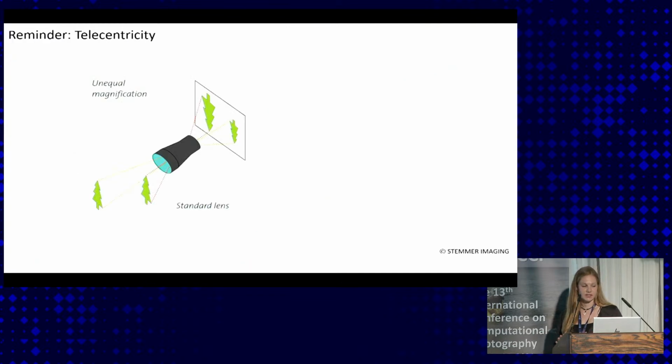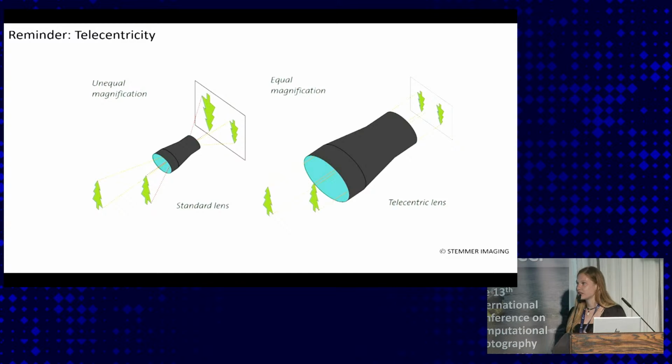As a short reminder, why we are using a telecentric lens. In a standard lens, an object at different distances will appear in different sizes on the camera sensor. Therefore, we are using a telecentric lens in order to have equal magnification throughout the stack because we have objects at many different distances. And here we can see that with a telecentric lens, both objects at different distances will appear in the same size.